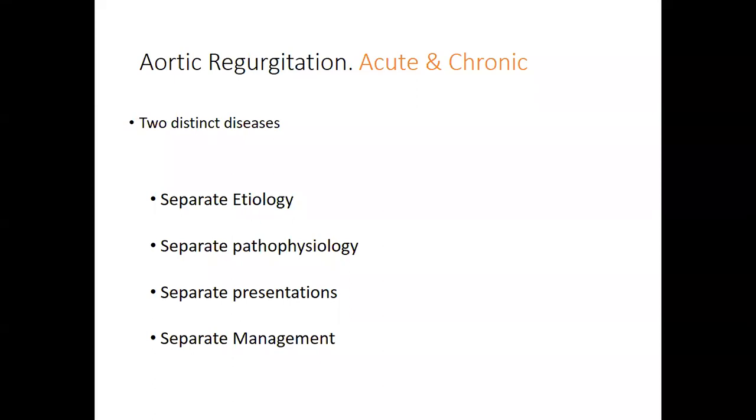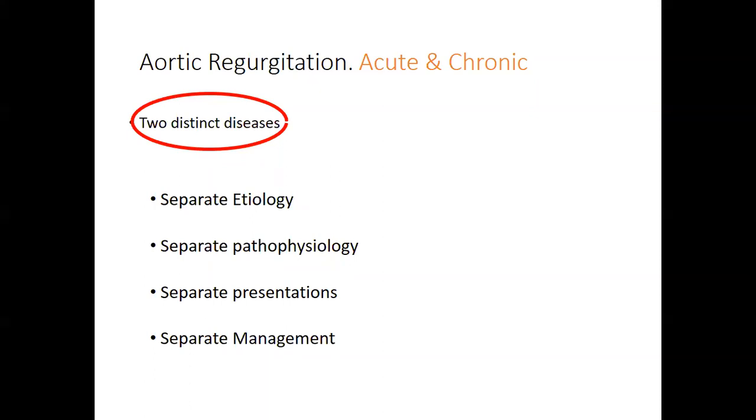These are actually two distinct diseases, and both the acute and chronic have separate etiology, separate pathophysiology, and separate presentation. Definitely these are two distinct diseases, so they will be managed separately. For acute aortic regurgitation, the management is separate, and for the patient who has chronic aortic regurgitation, the management is different.